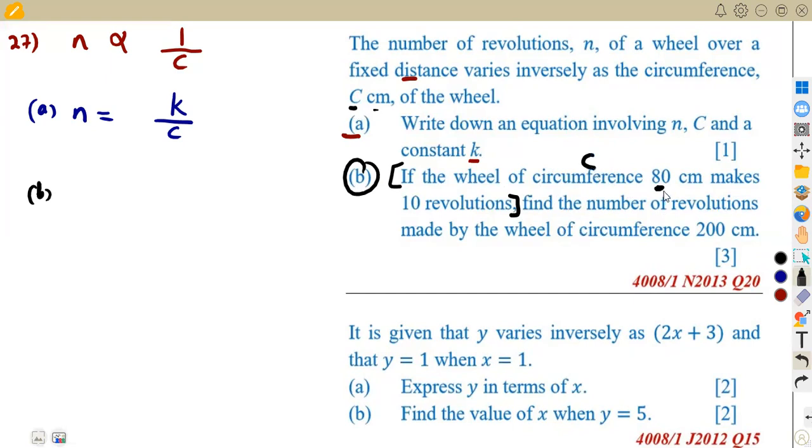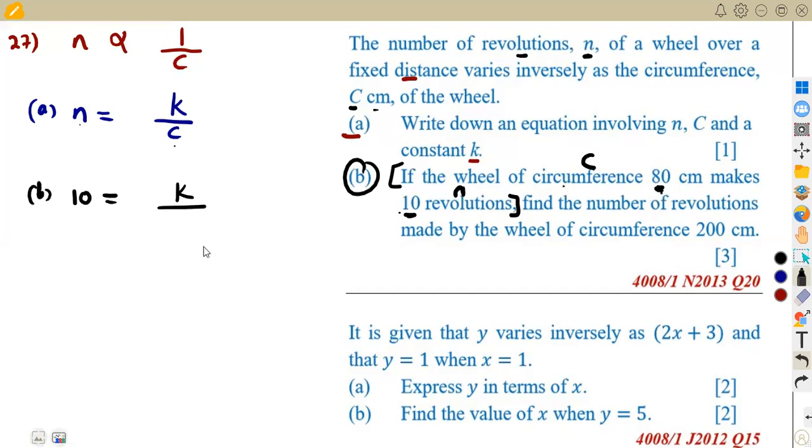So this is C. It makes 10 revolutions. The number of revolutions is N. So where you see the number of revolutions, it's N. We are given that N is 10, and N is equal to K over C. So 10 is equal to K over C, which is the circumference.